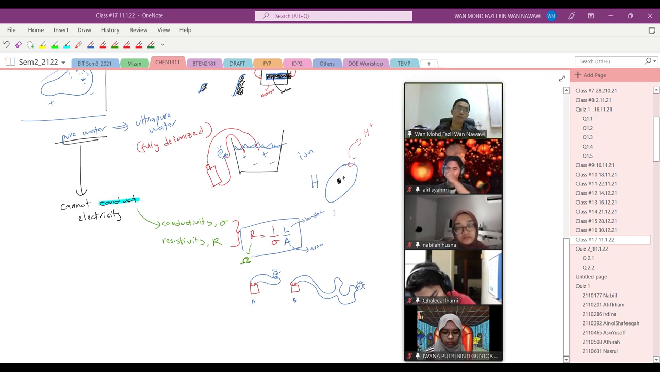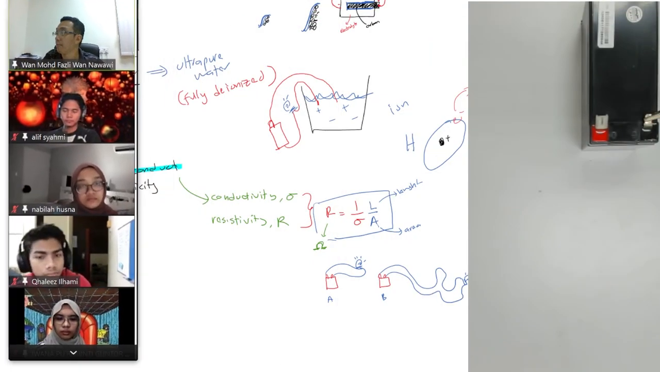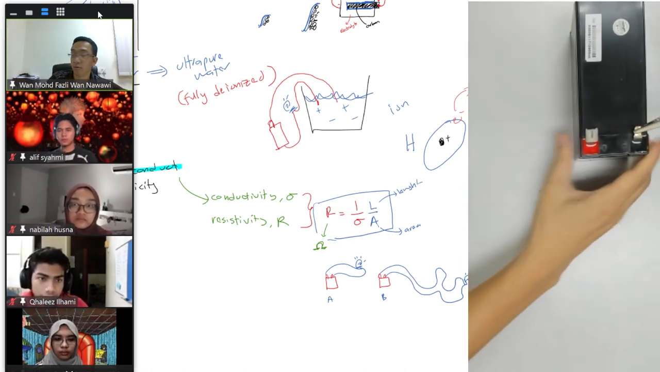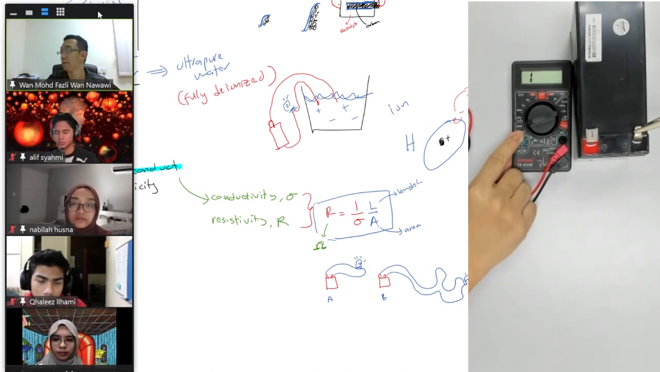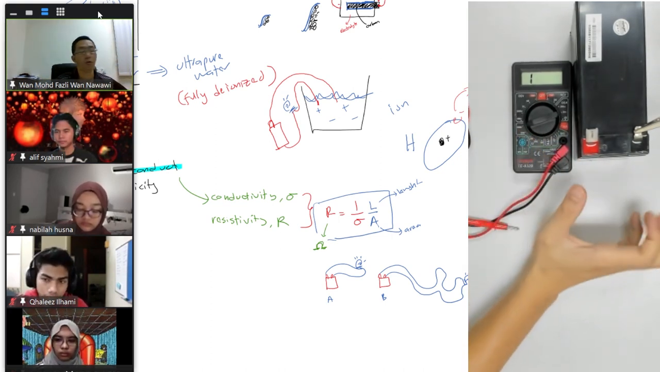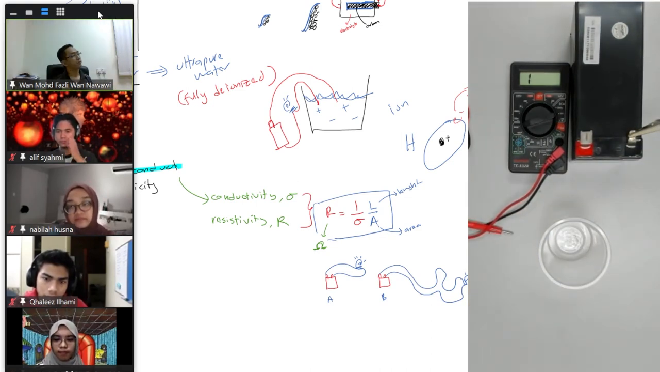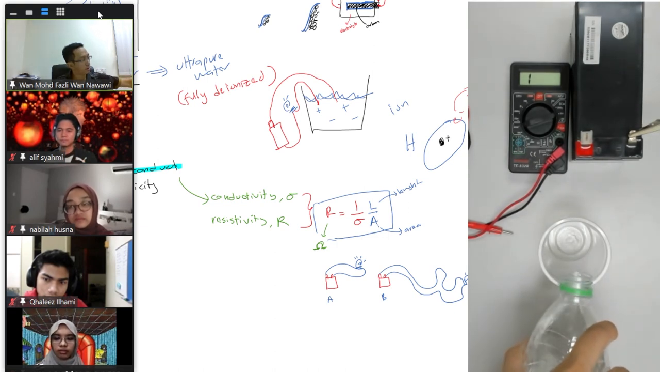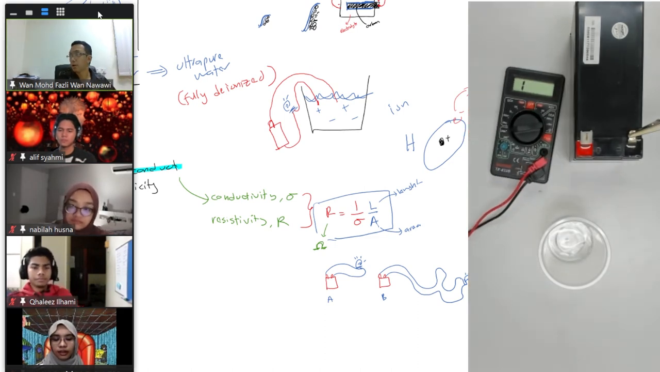But if you use normal water, then the resistivity is less. For example, let's say this is the battery, and this is the ohmmeter. I put it on the ohm setting to check the ohm. Let's say I have normal water, and I pour just a very little water there, and then I try to check with this ohmmeter.